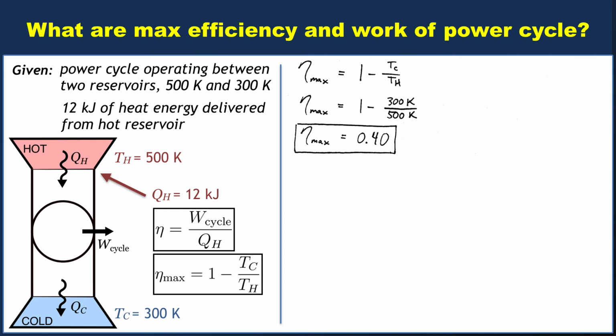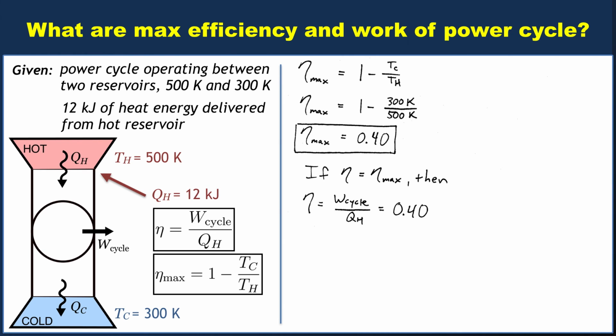So now let's compute the maximum amount of work that we could ever get out of this power cycle attached to these two reservoirs. Well, that's just assuming that the actual efficiency eta equals the eta max value that we just computed. So if eta equals eta max, well, we know the expression for eta. It's W cycle over Q_H, so we're just saying that that ratio is equal to 0.40. Basically, we built a power cycle that somehow lived up to its full physical potential.